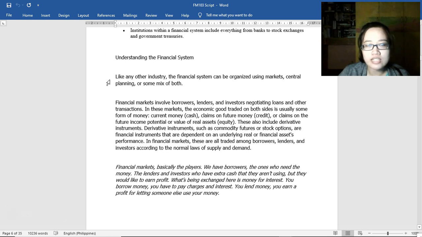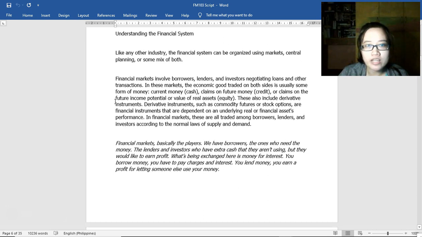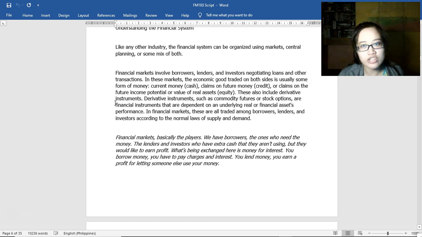Understanding the financial system, like any other industry, the financial system can be organized using markets, central planning, or some mix of both. Already covered that. Financial markets involve borrowers, lenders, and investors negotiating loans or other transactions. In these markets, the economic good traded on both sides is usually some form of money, current money, cash, claims on future money, credit, or claims on the future income or value of real estate, equity, investments. These also include derivative instruments such as commodity futures or stock options. These are financial instruments that depend on an underlying real or financial asset's performance. So in financial markets, these are all traded among borrowers, lenders, and investors according to the normal laws of supply and demand.